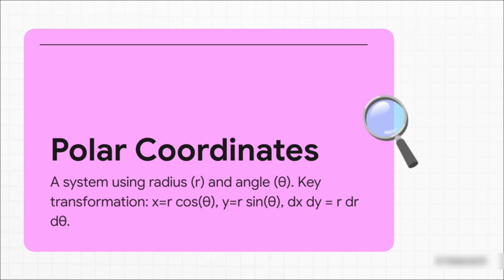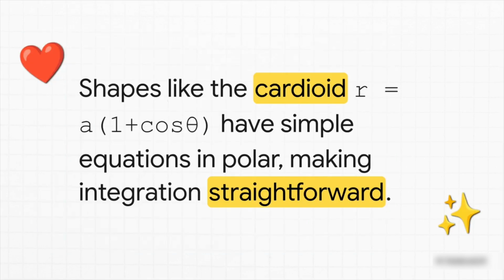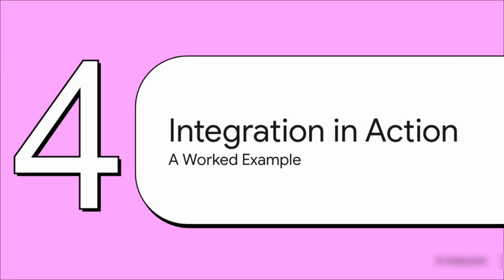But here is the most important part, the one thing you absolutely cannot forget. That little piece of area, dx dy, becomes r dr d theta. That extra r, that little guy, is the secret sauce, the magic ingredient that makes this all work. And just look at what happens. A shape like a cardioid, which is a total nightmare in x and y, suddenly has this simple, almost beautiful equation in polar coordinates. The integral to find its area goes from being a monster problem to something, well, pretty straightforward.